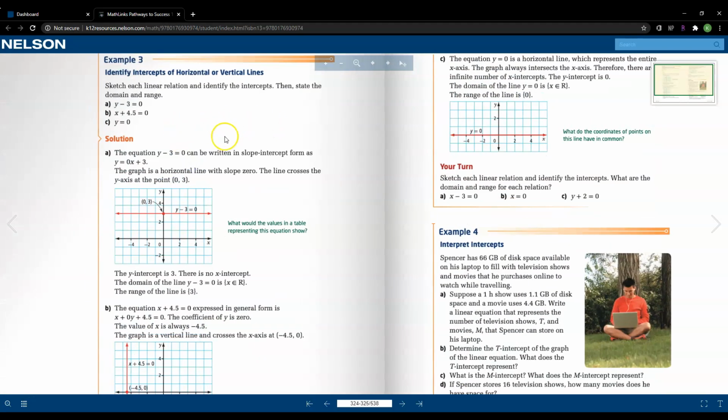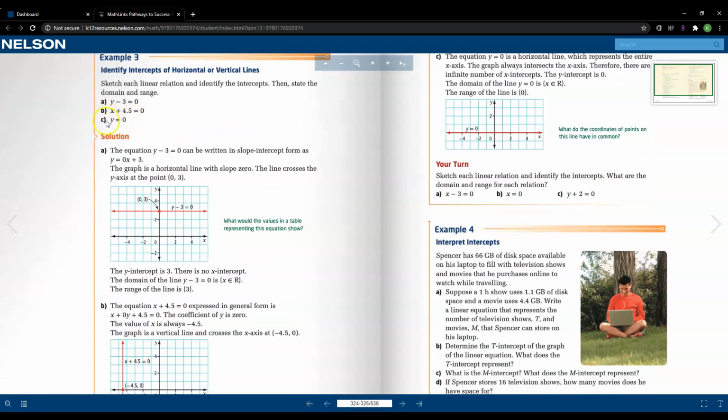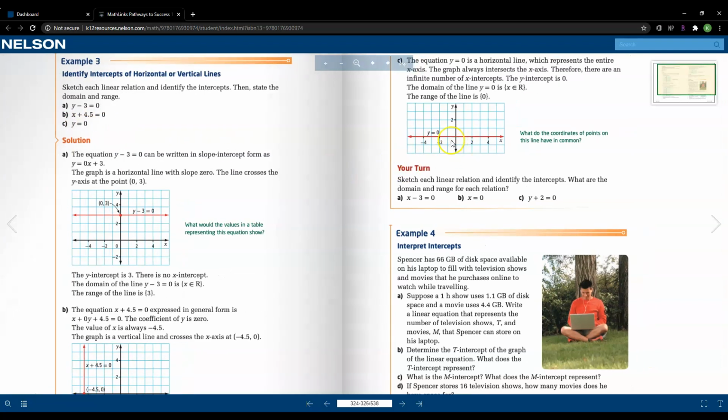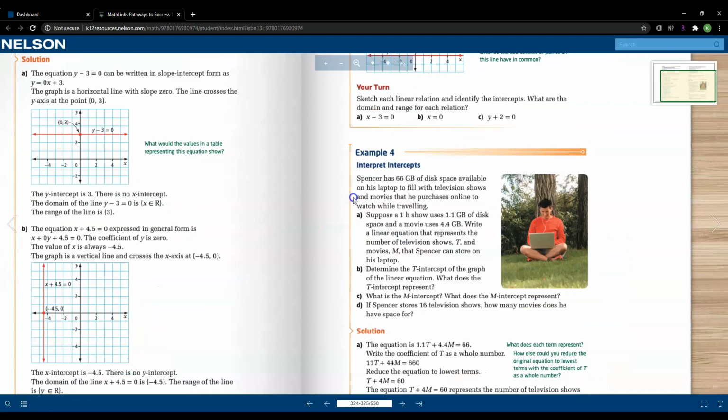And C, y is equal to 0. Okay, zoom it in a bit. So when y is equal to 0, again, you should know that this is going to be a horizontal line. And at what point? Where y is 0, which is just going to be the original axis line. So it represents the entire x-axis, this whole line right here. Yeah, hopefully that made sense.